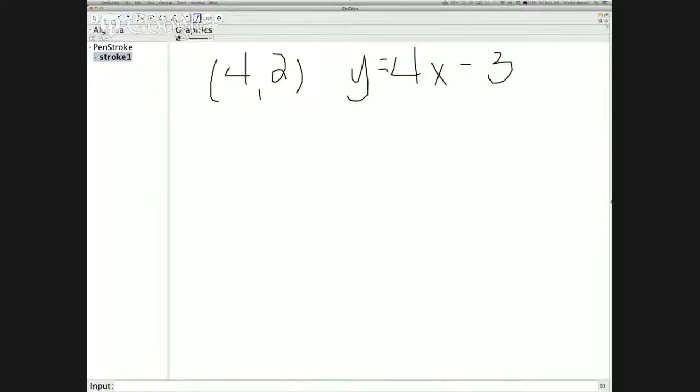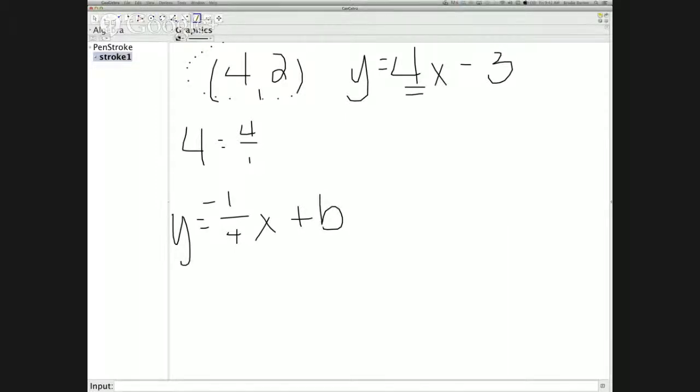Opposite means you change the sign. Reciprocal means you flip the fraction. So here's the slope, 4. The opposite of 4, well, sorry, let's first change that into a fraction. That's 4 over 1. So the reciprocal of that is 1 over 4. And the opposite is you make it a negative: negative 1 over 4. Opposite means change the sign. Reciprocal means flip the fraction. So my new line is y equals -1 over 4x plus b.